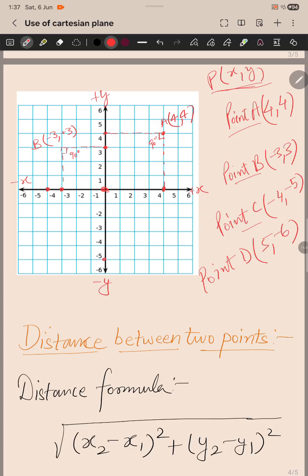Okay. Now we will make a perpendicular line where it will intersect. We will see -4, -5. So it will come like this, like this, 90 degree. Point C. What should be point C? On the x-axis -4, on the y-axis -5. Understanding? Now point D.